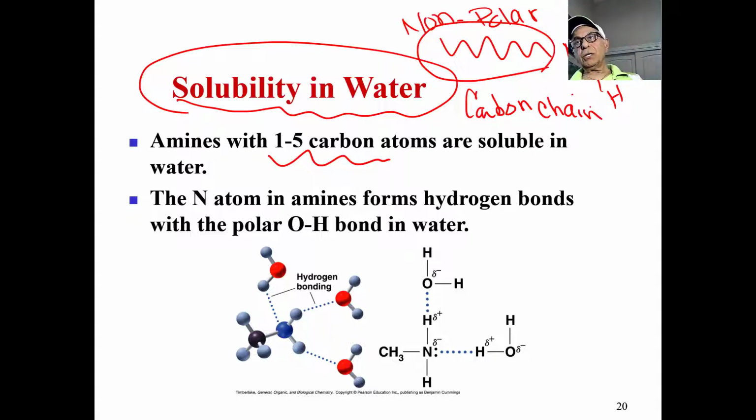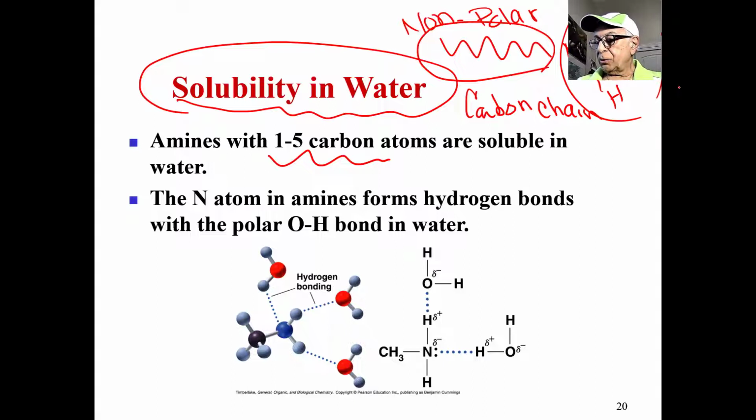The larger the carbon chain, the less soluble. Why? Because carbon chains are nonpolar, and water is polar. Nonpolar substances like gasoline and wax don't dissolve in water, so they don't like water. They are hydrophobic. The NH2 part likes water because it makes hydrogen bonding with water. So as you increase the nonpolar chain, solubility decreases.